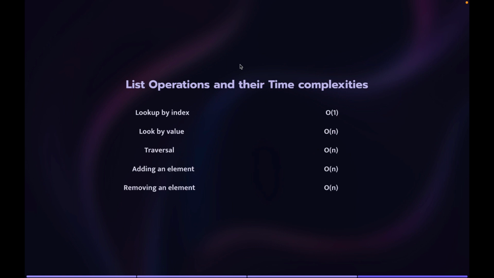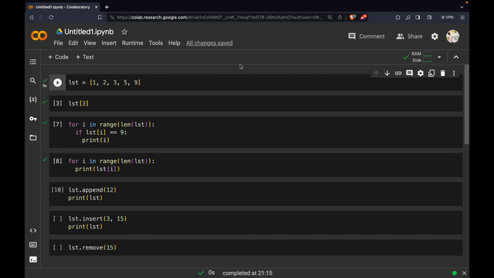So these are the time complexities of various list operations: lookup by index, lookup by value, traversal, adding and removing elements. We will see how those work in detail now. To perform these operations, we have to create a list first. Creating a list is so easy in Python. We just have to type the elements inside a square bracket.